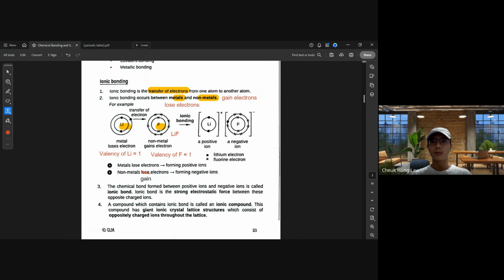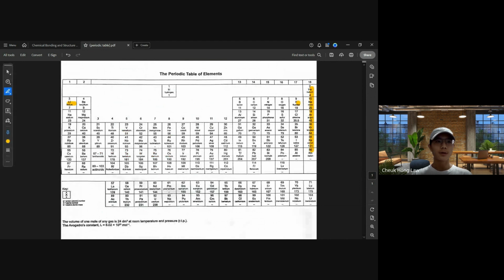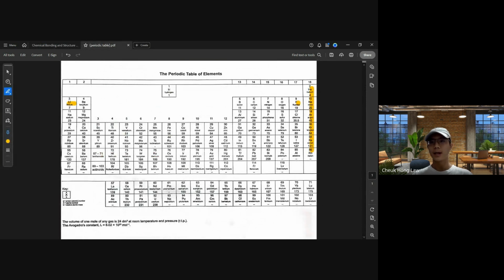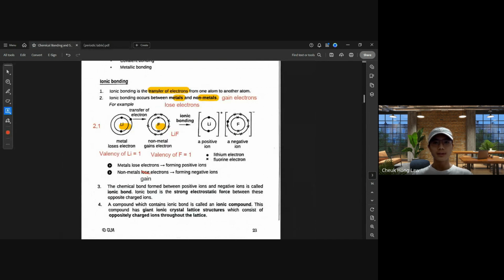And how do you draw the bonding? First, you draw the new structure. Lithium originally has 3 electrons, correct? So the configuration is 2, 1. That is, 2 electrons in the first shell, 1 electron in the second shell. Then fluorine has 9 electrons, so the configuration is 2, 7. So it has 7 valence electrons.